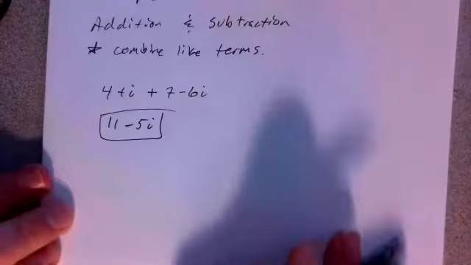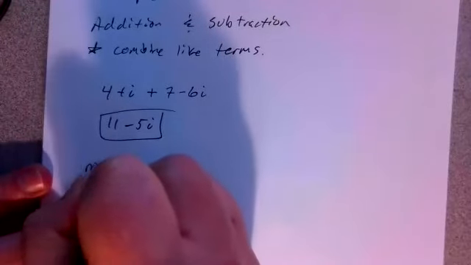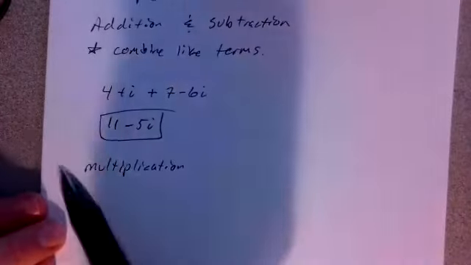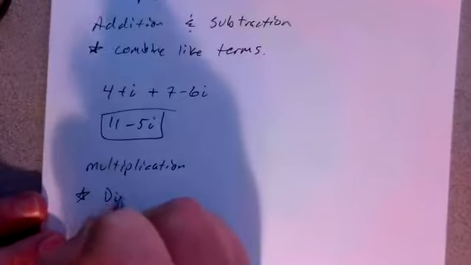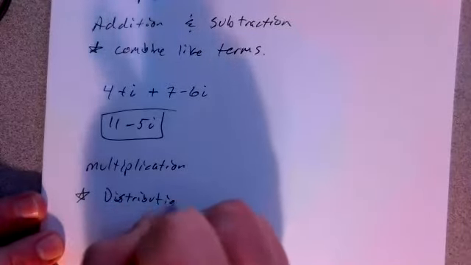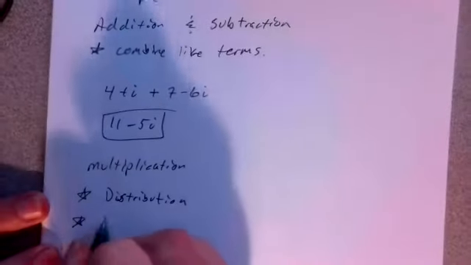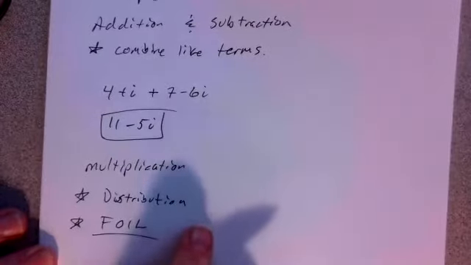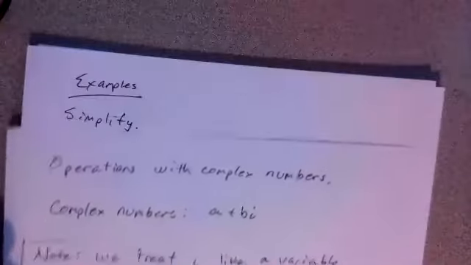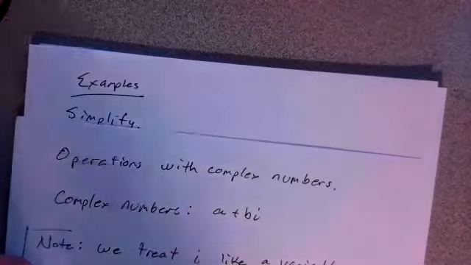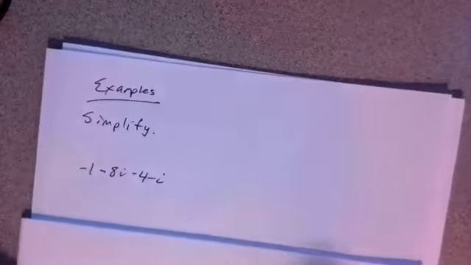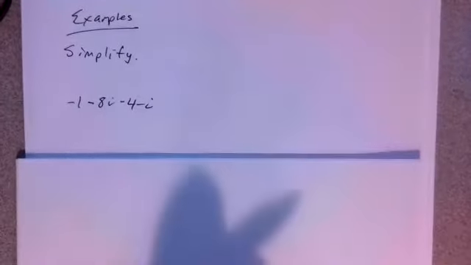But when it comes to multiplication, we would follow the patterns of distribution and FOIL. And we'll do a couple of those examples here in just a second. So let's take a look at a few examples that we're going to see with our homework.